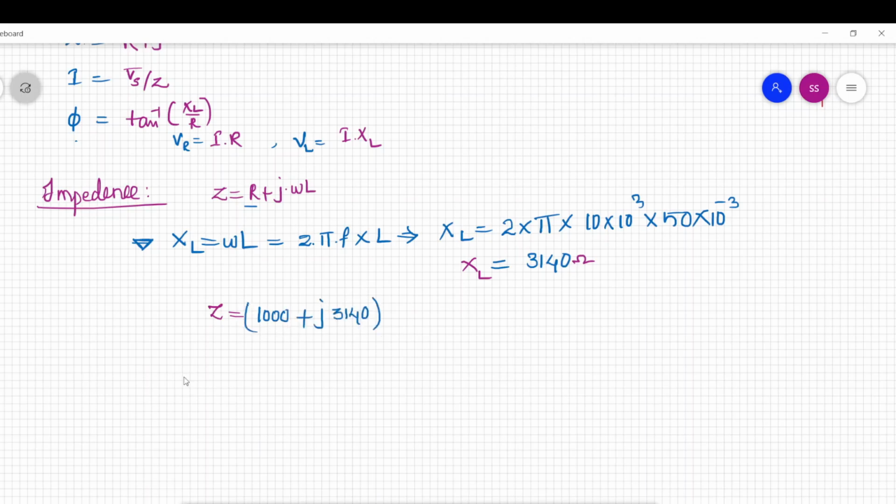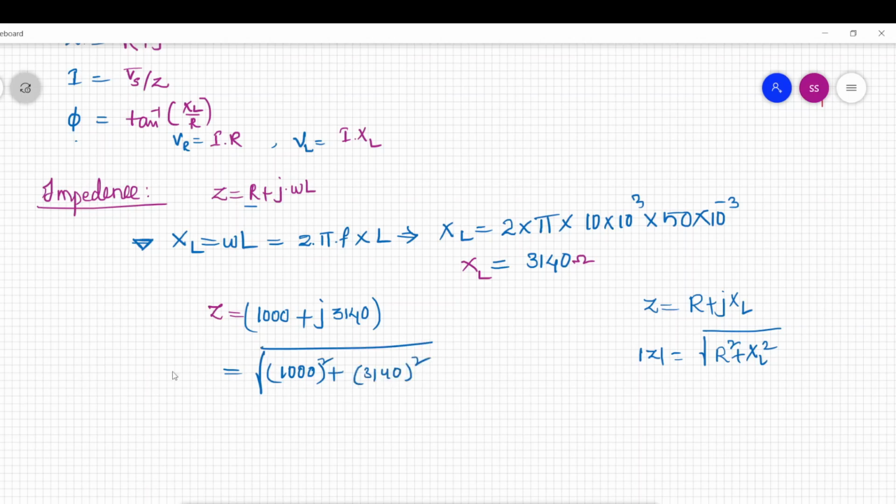This is the impedance. How can you find its magnitude? If you have R plus jXL, the magnitude of impedance is the phasor sum, square root of R square plus XL square. Similarly, square root of 1000 square plus 3140 square. After solving, the value of impedance is 3295.4 ohms. So we have obtained the first value, the impedance.